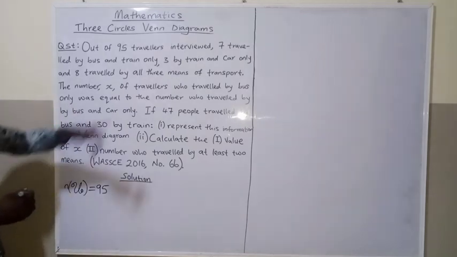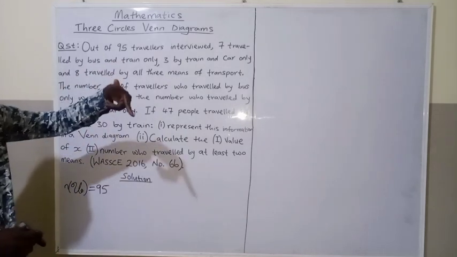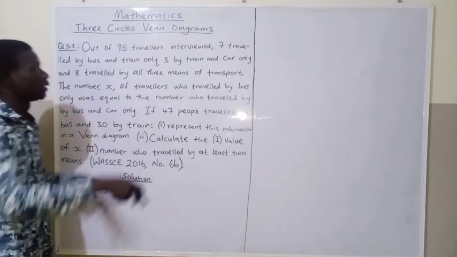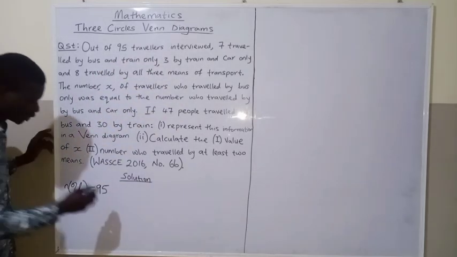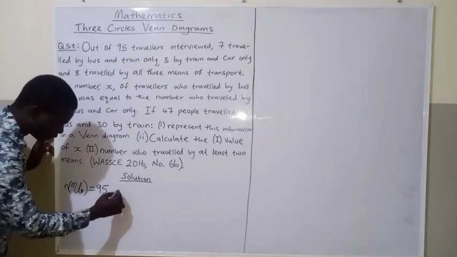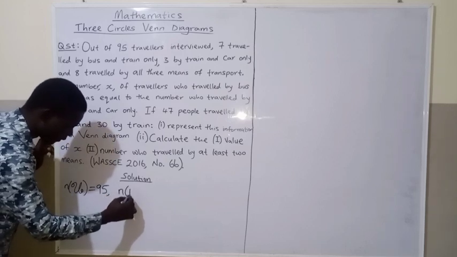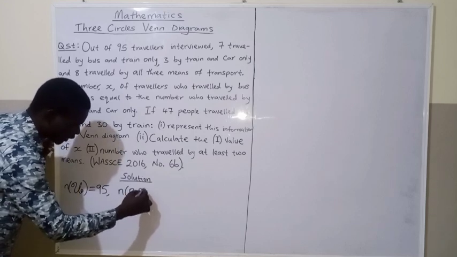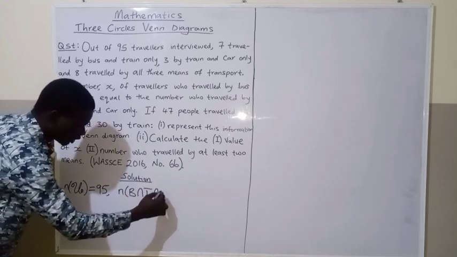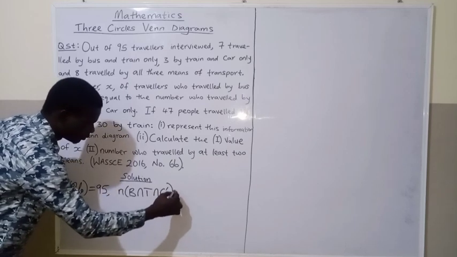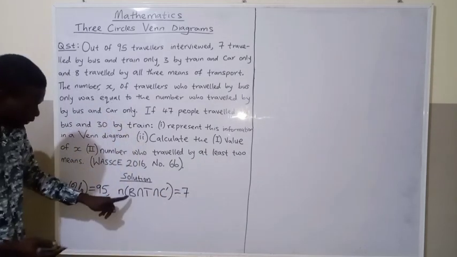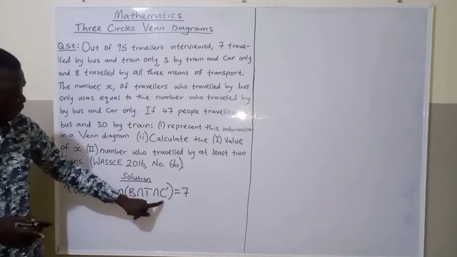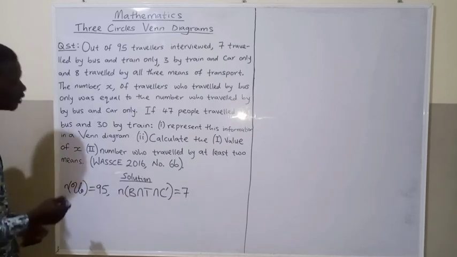Next, 7 traveled by bus and train only. There are 3 means of transportation, but bus and train only, without involving car. There are 7 of them. So this is the representation for that: the number that traveled by bus intersection train, then intersection car prime. There are 7 of them. That is those that traveled by bus and train only, bus and train without involving car.